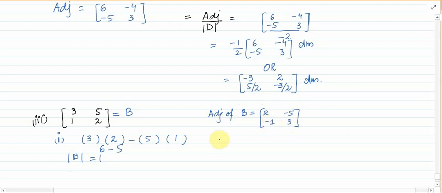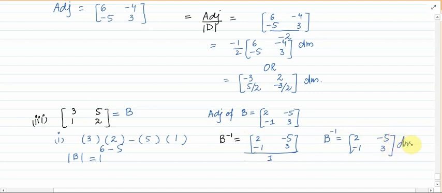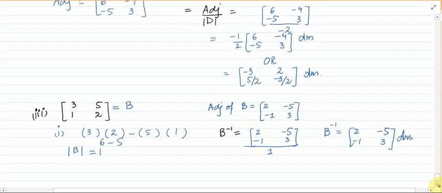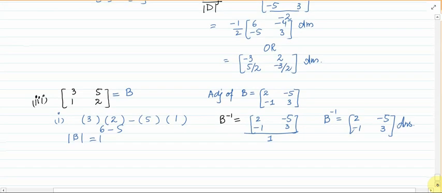Now the final step, to find the inverse of B, it will be the adjoint divided by the determinant. The adjoint is [2 -1; -5 3], divided by the determinant, which is 1. So your final answer will be [2 -1; -5 3]. That is your final answer, right? So far so good. I hope this method is clear to you. Moving on to the next question.